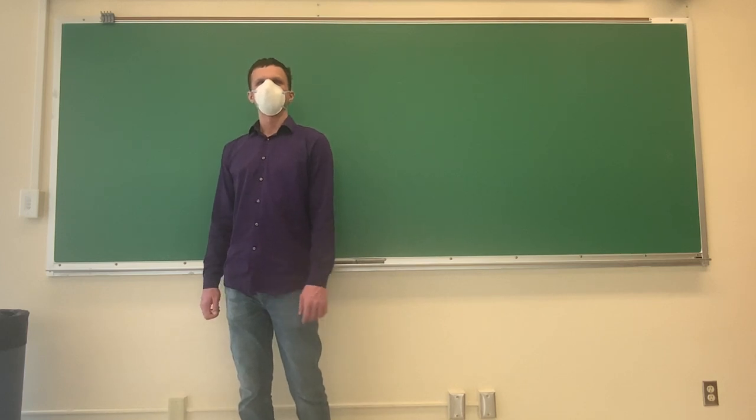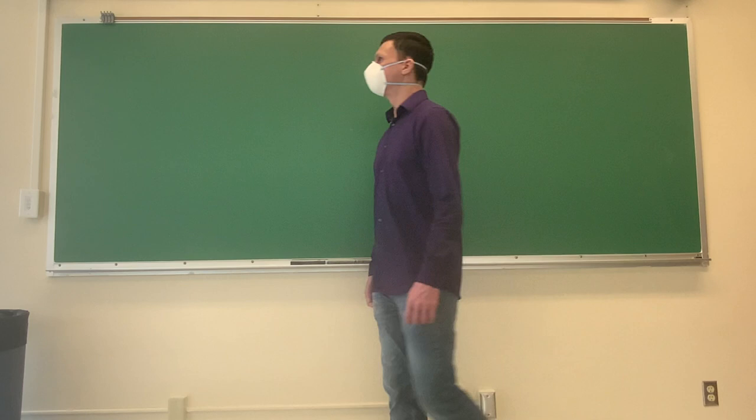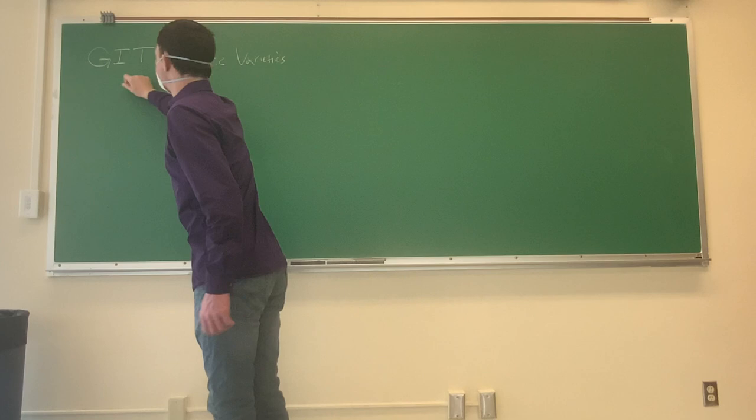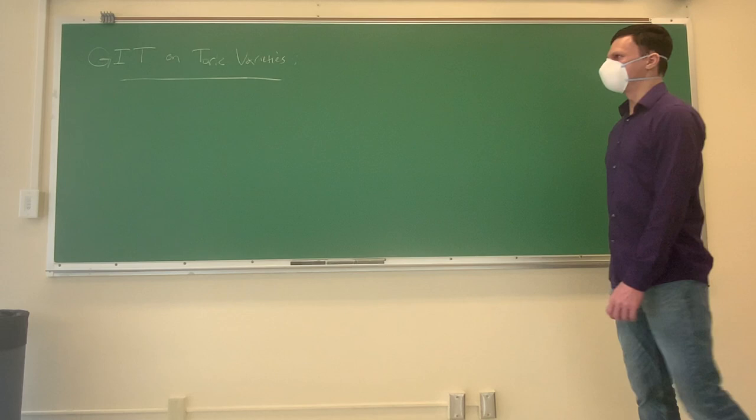Okay, so today I want to talk a little bit more about this GIT picture. I'm going to start by talking about GIT on toric varieties. The nice thing about this is that, you know, A^n is a toric variety, and so is P^n.